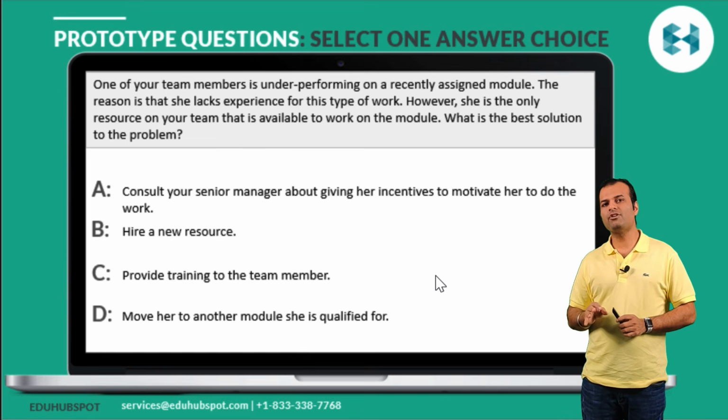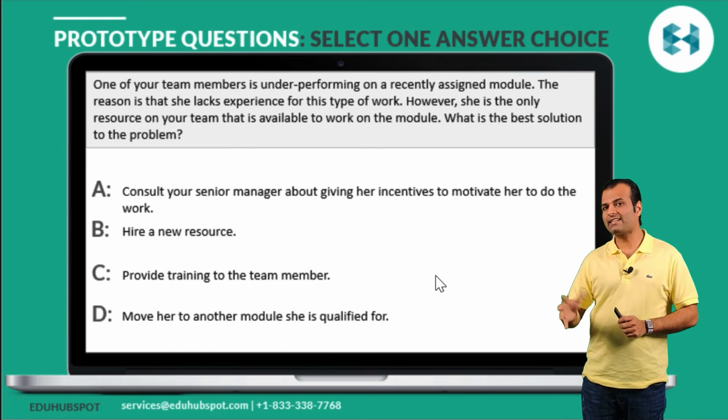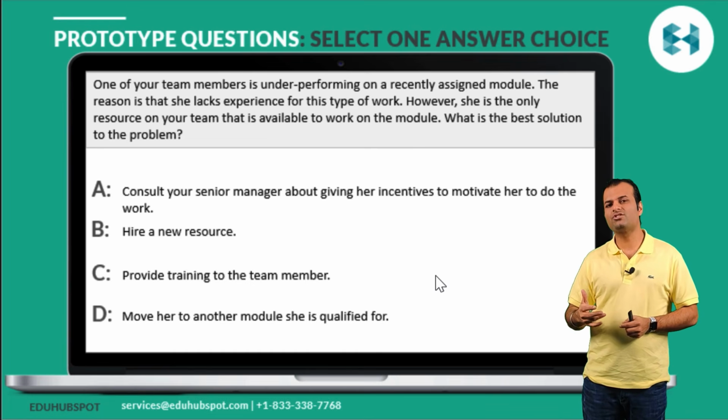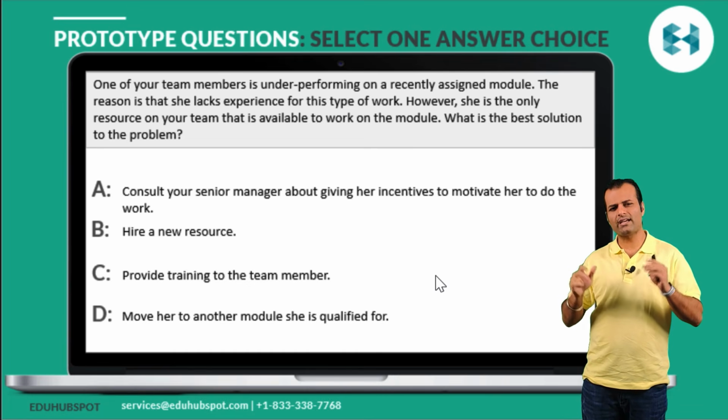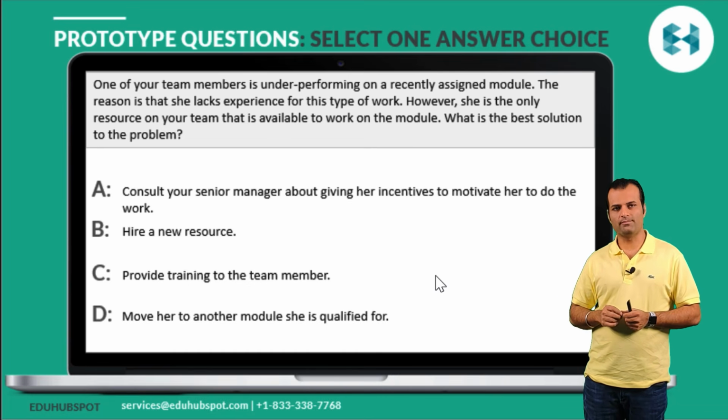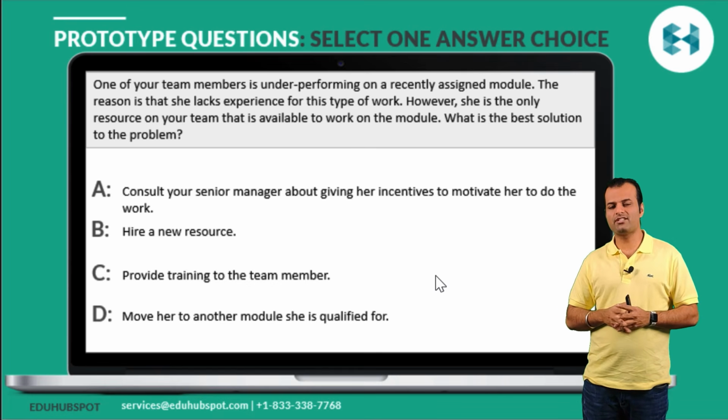First, one of your team members is underperforming on a recently assigned module. The reason is that she lacks experience for this type of work. However, she is the only resource on your team that is available to work on the module. So she is more like an SME. What is the best solution to this problem? Okay, so she lacks the experience for this type of work. However, she is the only one who has worked on this particular module.